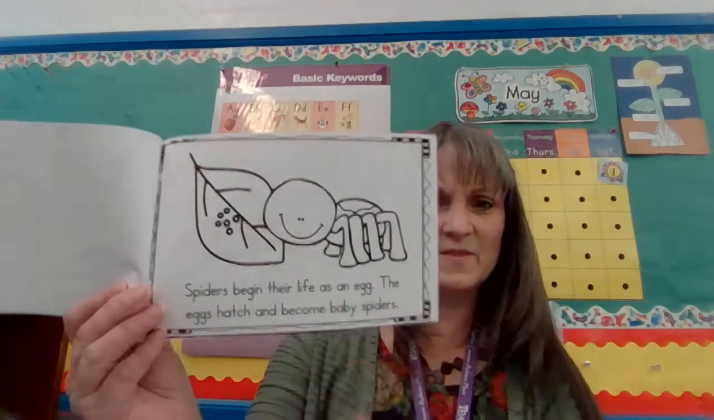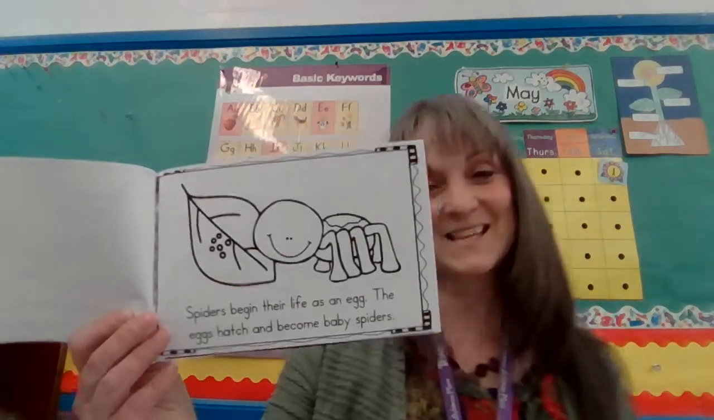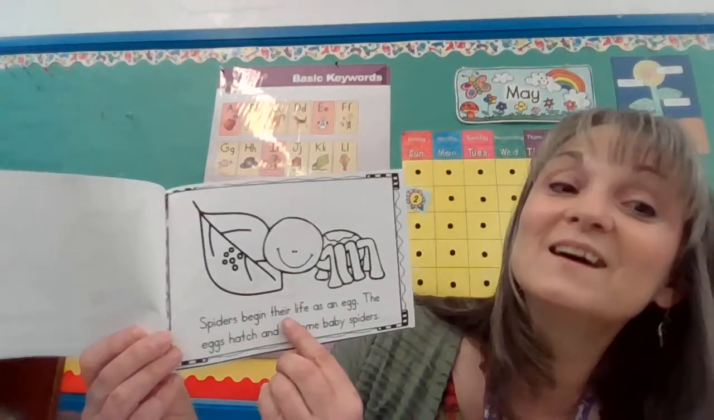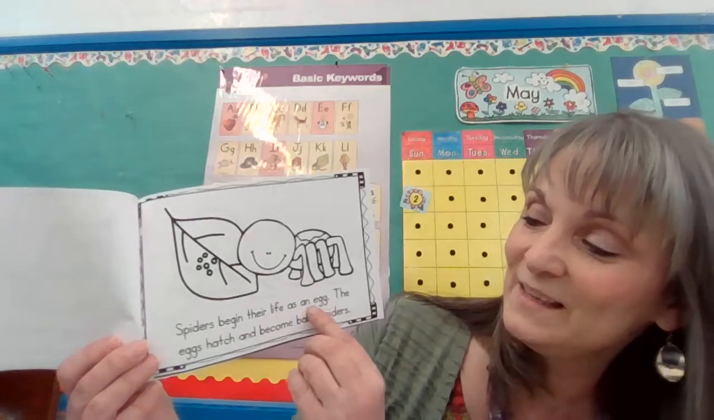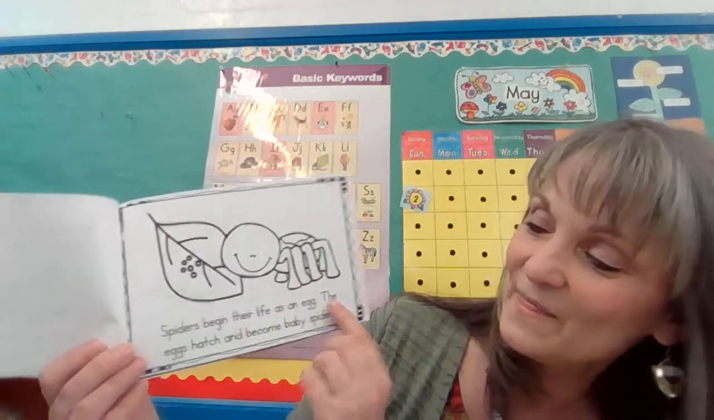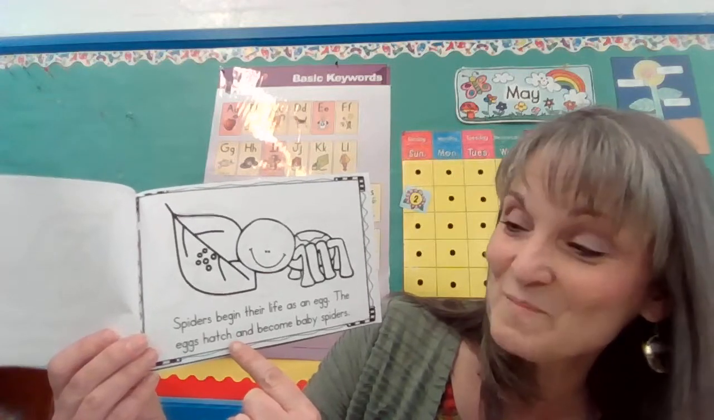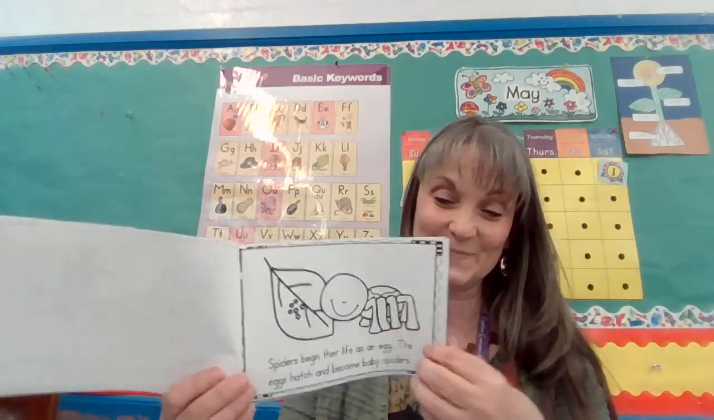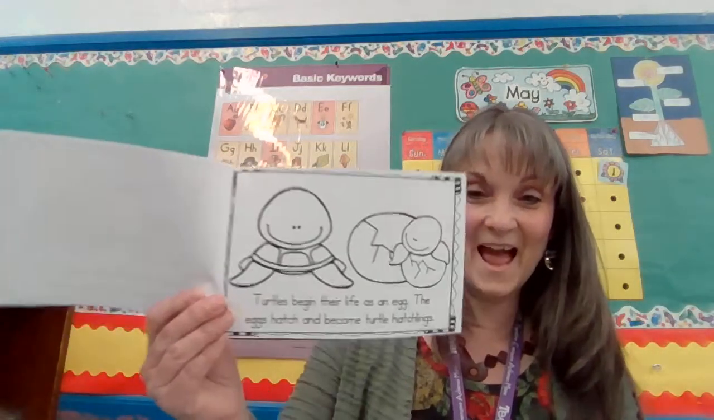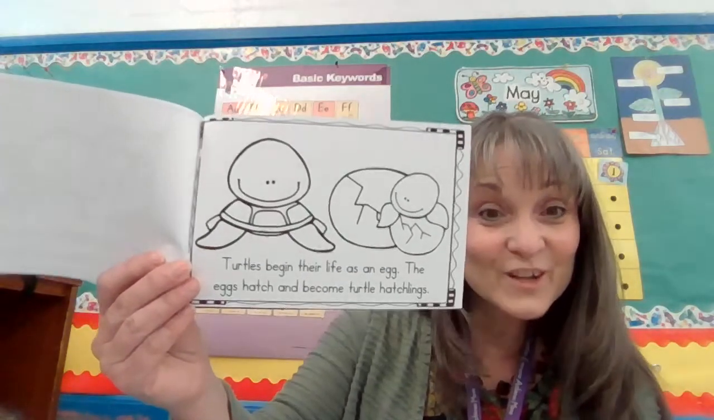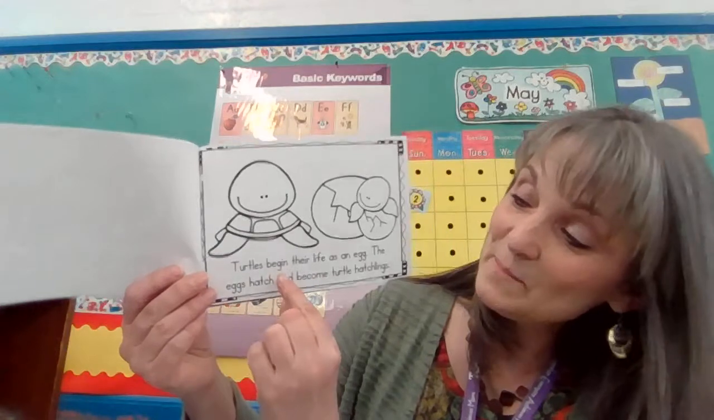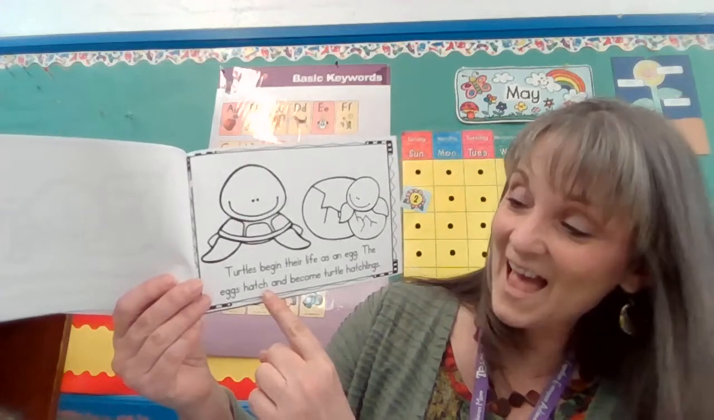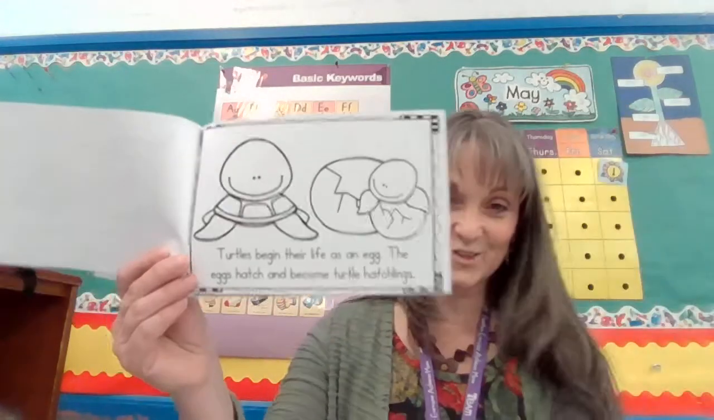Ooh, what do you think we're talking about on this page? Looks like a spider. And if this word starts with S, what do you think? Spiders, there's those words again, begin their life as an egg. Good. The eggs, you remembered, hatch and become baby spiders. And now what? Yeah, it's a turtle. Turtles too. Turtles begin their life as an egg. The eggs hatch and become turtle hatchlings.